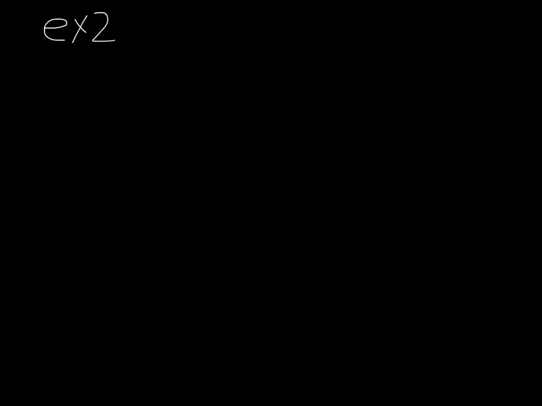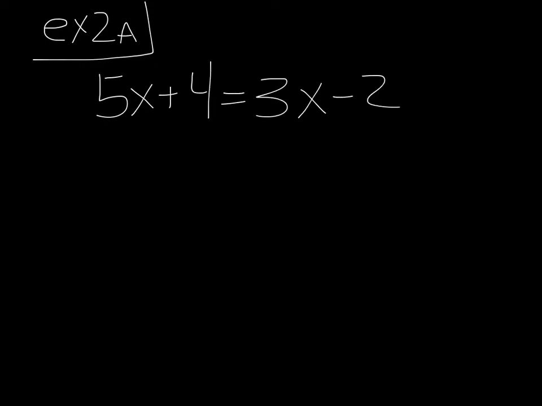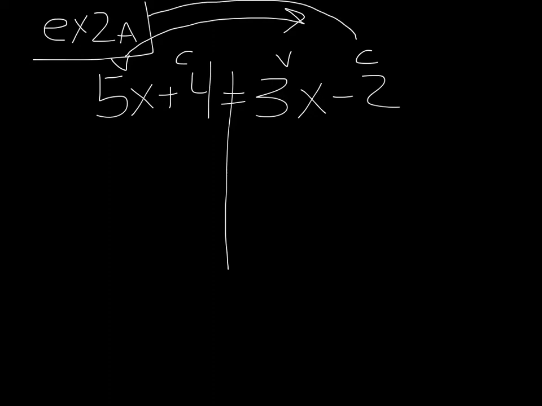Example 2a, actually. Example 2a says 5x plus 4 equals 3x minus 2. Draw your line. Label variable, constant, variable, constant. Now on this one, we've actually got 4 different ways we could solve this. We could take this v to that side, which means we'd have to take this c to there. So that's 2 different ways you could start it.